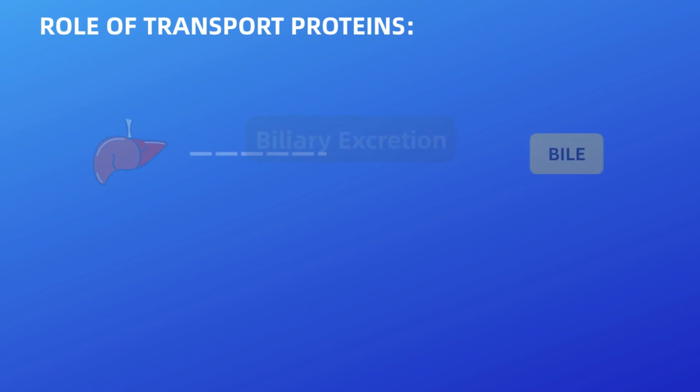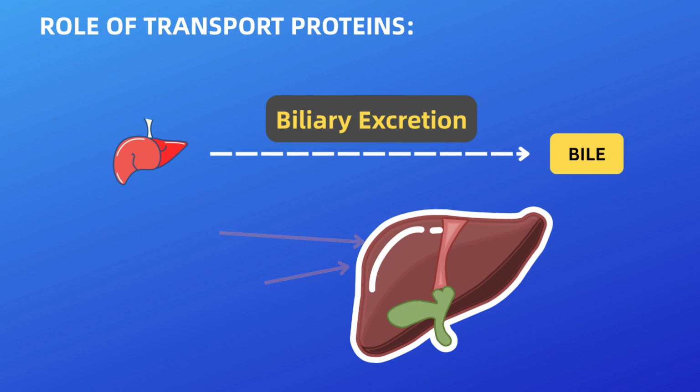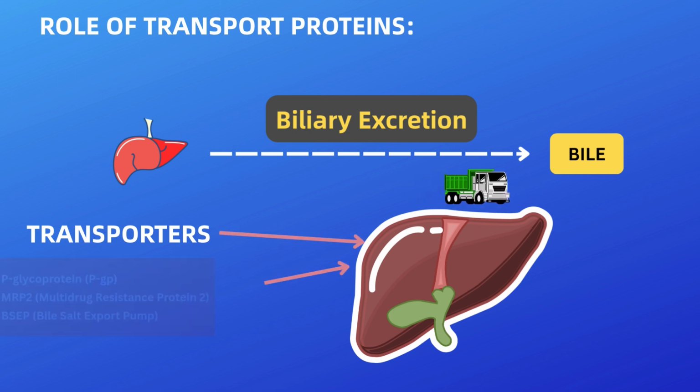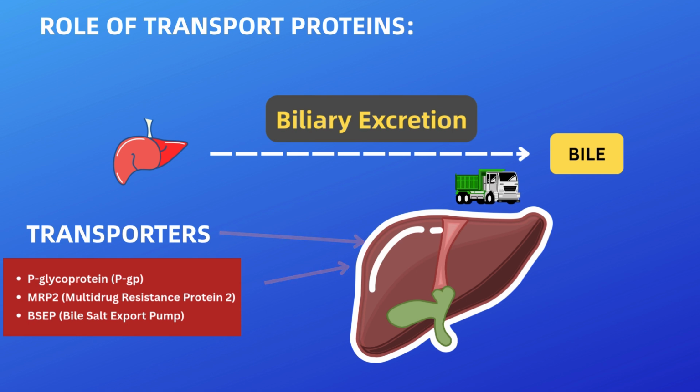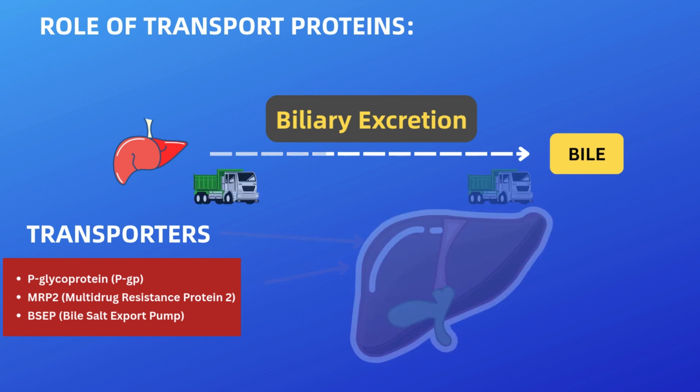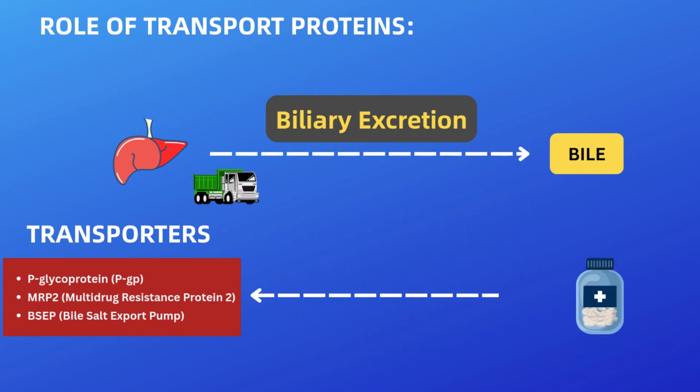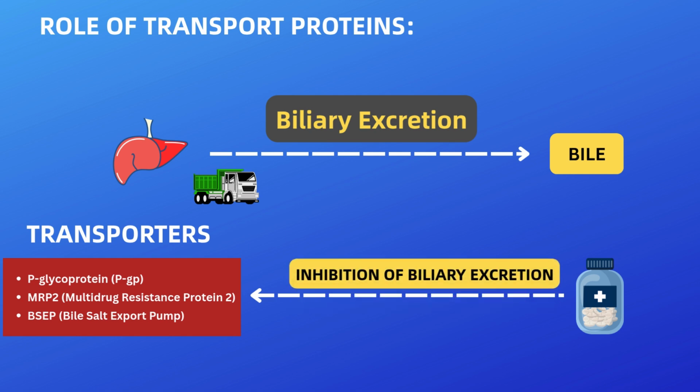Now let's see the role of transporter proteins in this process. At the surface of the liver cells, there are special proteins known as transporters. These act like delivery trucks that carry drug molecules from the liver into the bile. The major transporters involved are P-glycoprotein, MRP2, BSEP. Okay? When these transporters function properly, drugs are excreted efficiently. But when some other drugs inhibit these transporters, the process gets disrupted, leading to inhibition of biliary excretion.